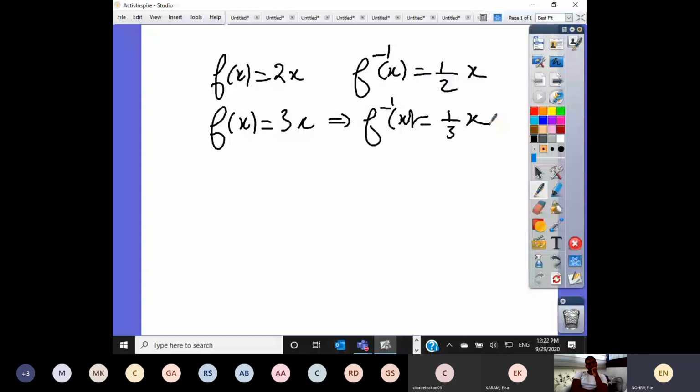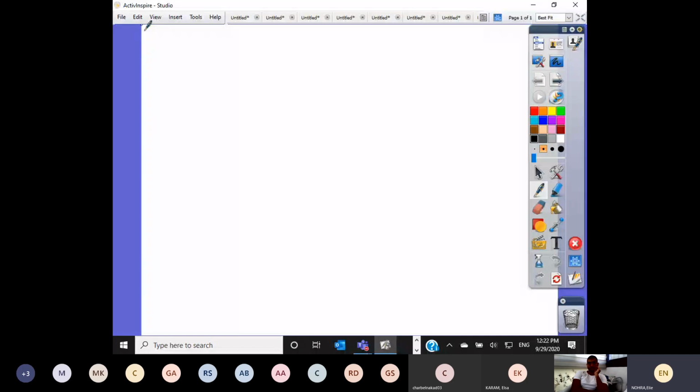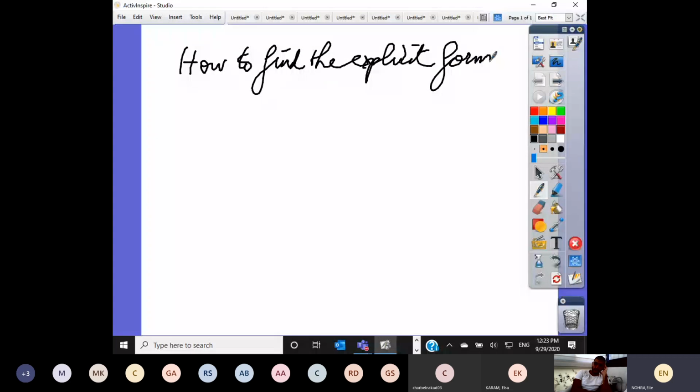But for example, if f of x equals x plus 3 over 2x minus 1, it's very difficult orally to find it. We will find it together, but it's hard like this. This is why you have to listen very carefully to what I'm going to say now. How to find the explicit form of f minus 1.